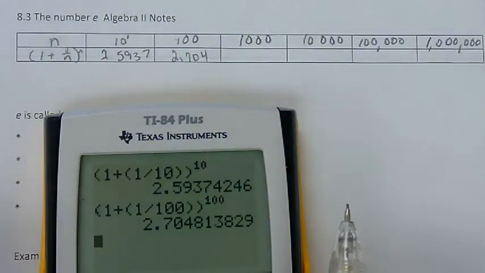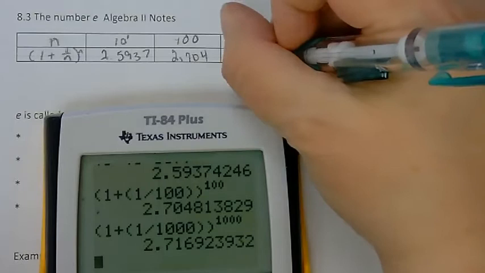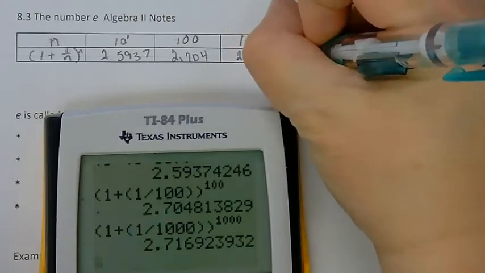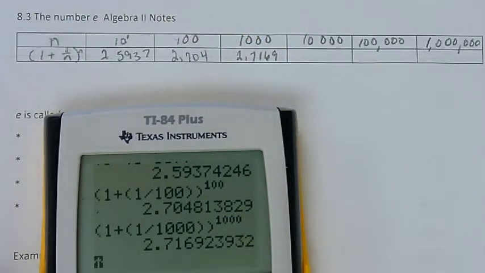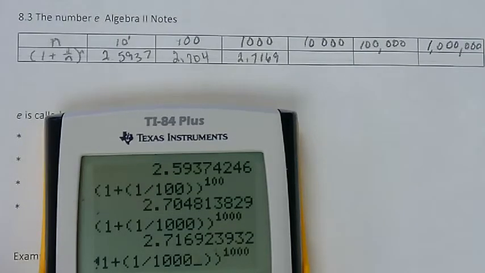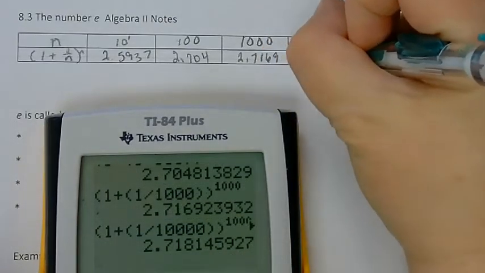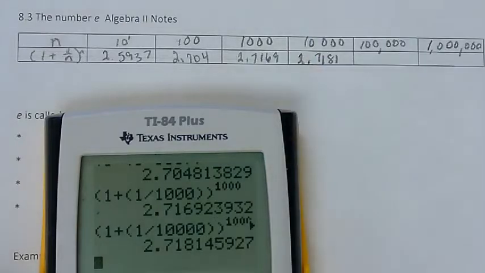So let's go back and change that to 1,000. So 1,000 there, and then another 0 here. I get 2.7169. Let's try that again. Let's add another 0 here, and add another 0 here. So what we're doing is we're dividing by a larger number each time and taking it to the same power. So I get 2.7181.